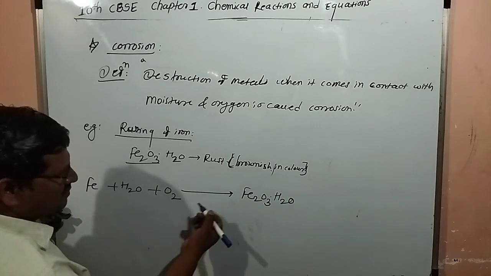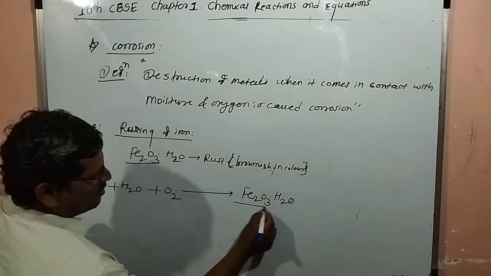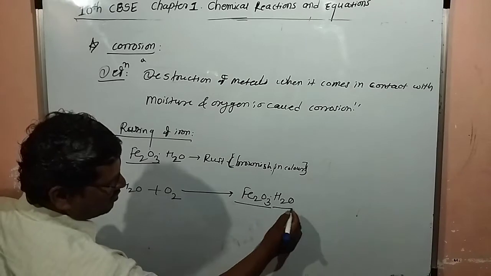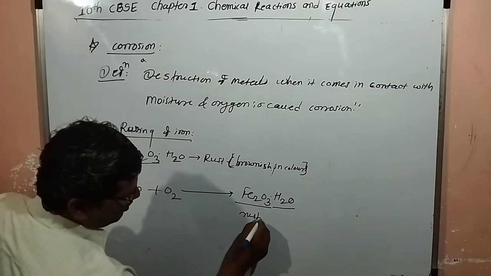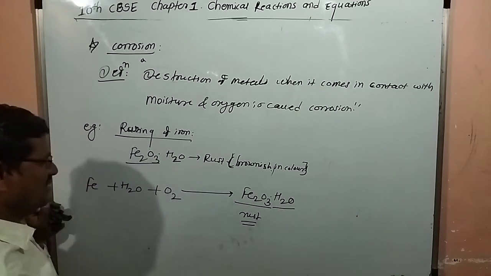So here Fe2O3 is formed, and H2 is there. You can say that one is the formula for the rust. Formula for the rust.